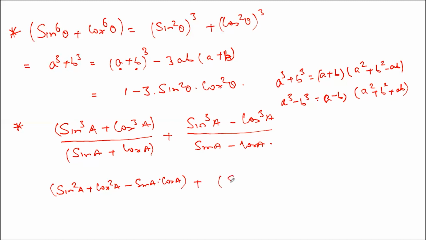Similarly for the second one, sin square A plus cos square A plus sin A into cos A, right? Sin square A plus cos square A is 1, and sin A into cos A will cancel out. Again, 1 plus 1, you are getting a simple and elegant value, that's 2 only, right?